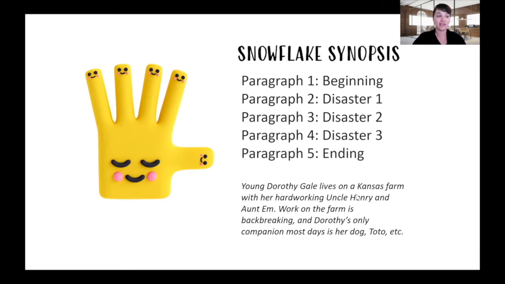Young Dorothy Gale lives on a Kansas farm with her hardworking Uncle Henry and Aunt Em. Working on the farm is backbreaking, and Dorothy's only companion most days is her dog, Toto, etc., etc. A nifty trick to make sure there's momentum in your book is to end each of these paragraphs with one of the disasters that you've planned.